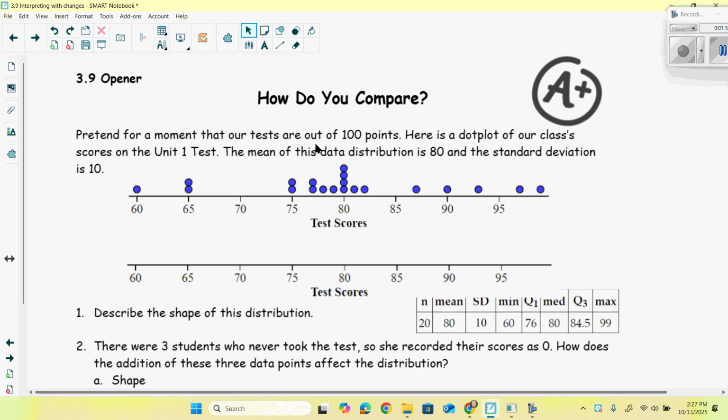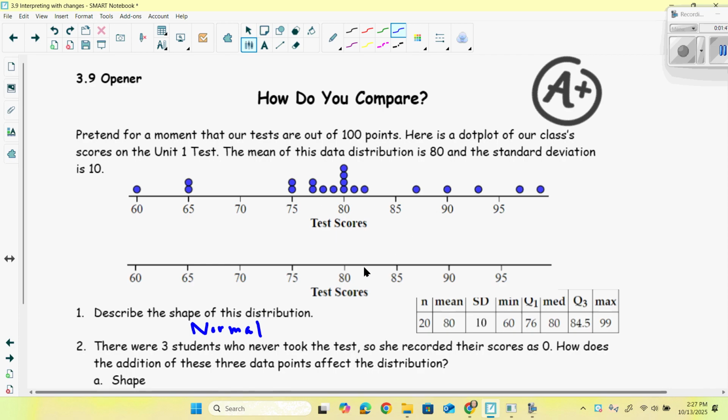Pretend for a moment that our tests are out of 100 points and there's a dot plot of our class's scores. The mean of this data distribution is 80 and the standard deviation is 10. We've got that information down here. We want to describe the shape of this distribution. If you look at it, it really looks like a normal distribution. Certainly not skewed in this sense. It is pretty spread out though.